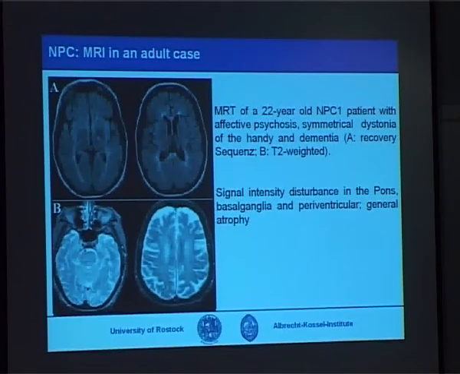And this shows you some pictures of the MRI for a 22-year-old NPC1 patient we have diagnosed some years ago, suffering from affective psychosis and again some symmetrical dystonia of the hands and dementia, more or less resembling the phenotype I've just shown you from the other patient.